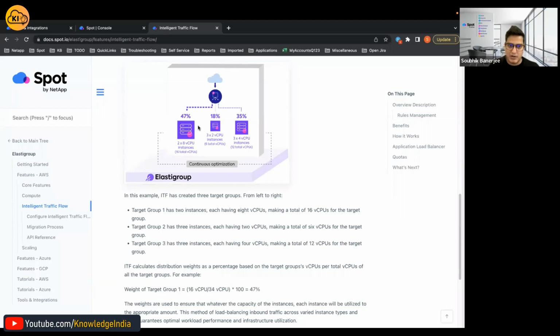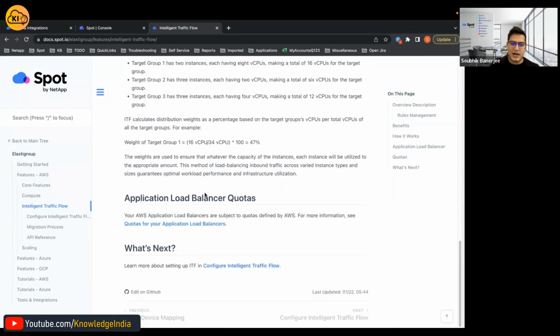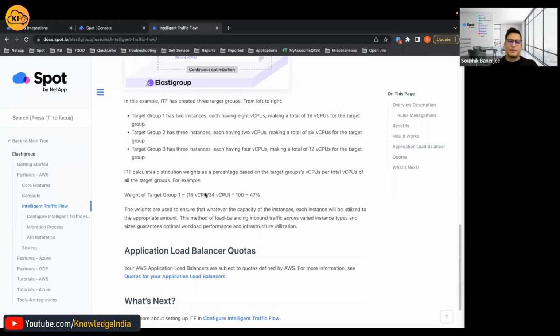Not round robin. So for example, this 2 into 8 vCPU, if this is the max vCPUs you have, this will receive the max traffic. So it's based on that. You have to create target groups, and on that basis, your traffic will be moved to these particular target groups. Makes sense. Makes sense. Yep.